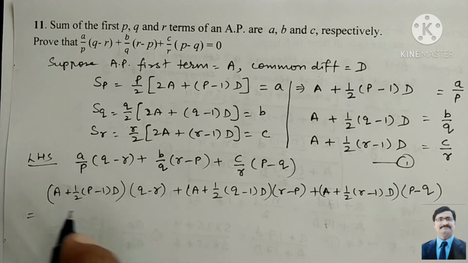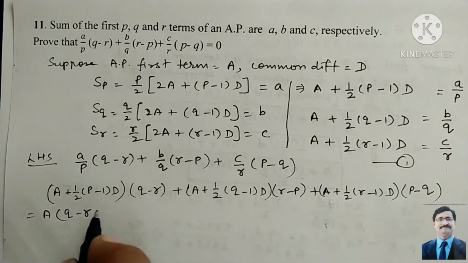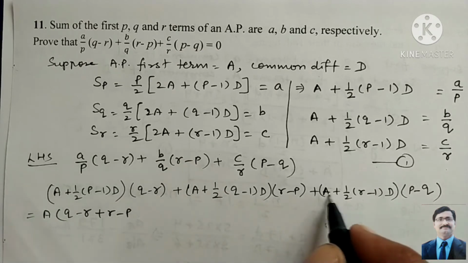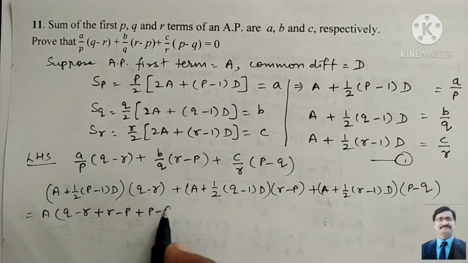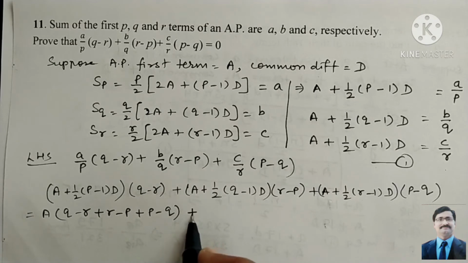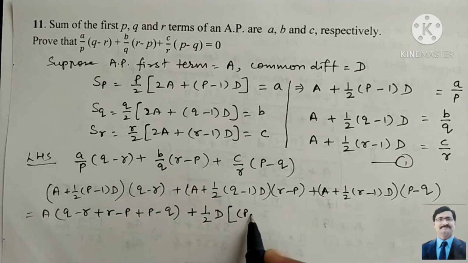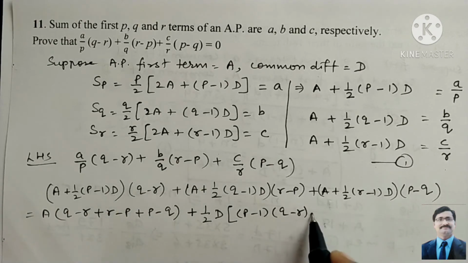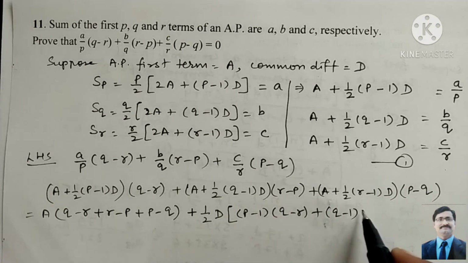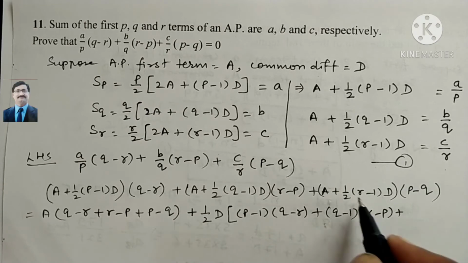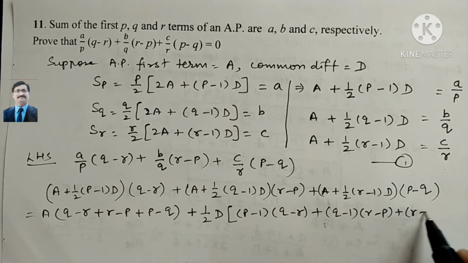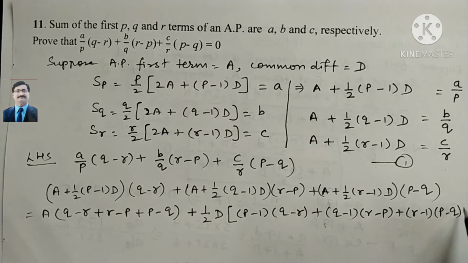Look here, with the A we have Q minus R, with A we have R minus P, and with the A here we have P minus Q. Now look here, we have 1 upon 2 and D, 1 upon 2 and D. With this we have here P minus 1 into Q minus R, and look at 1 upon 2 and D, we have here Q minus 1 and R minus P, and 1 upon 2 D we have R minus 1 and P minus Q.